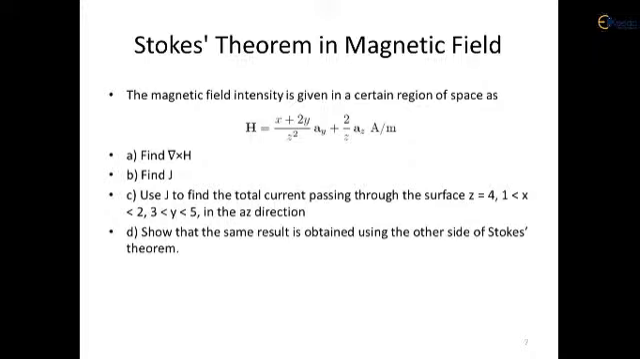Now we have to find the solution to all these 4 parts, as represented by part A, part B, part C and part D here. So as in the previous problem, here we are given the mathematical expression to represent the magnetic field intensity.